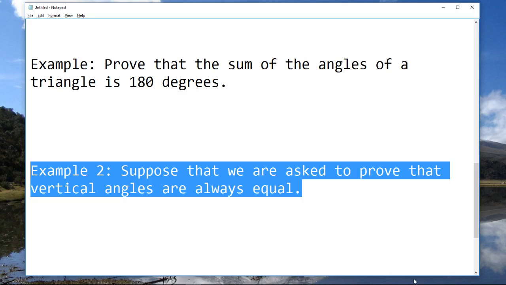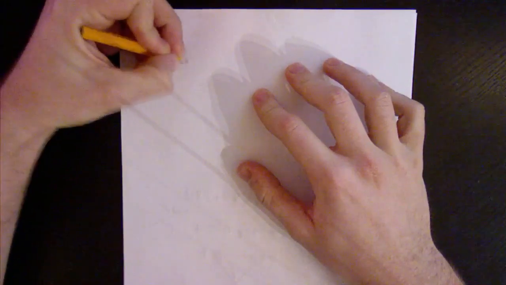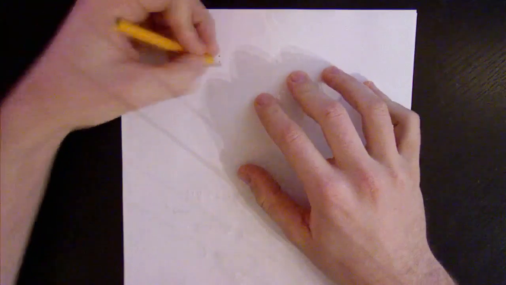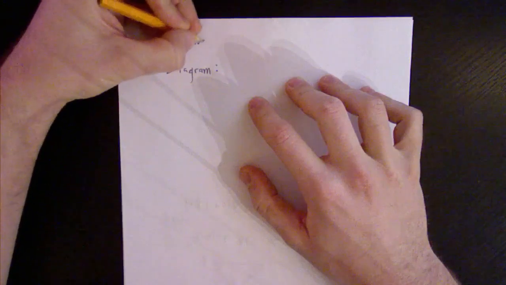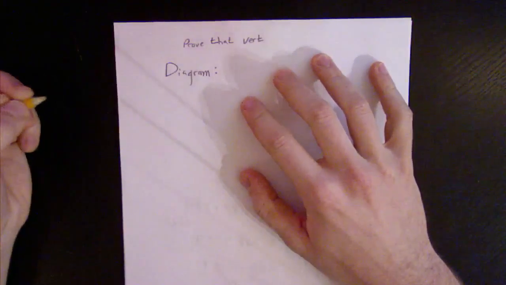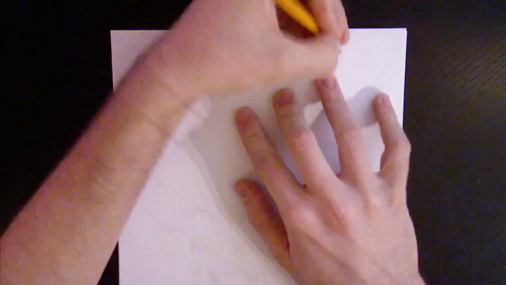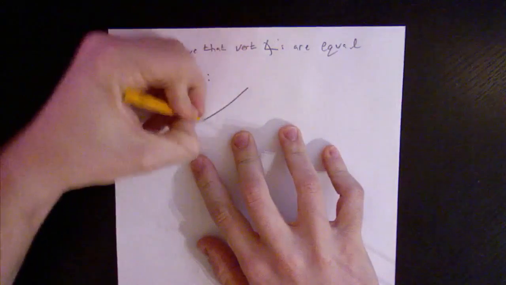All right, let's take a look at how to do that one together. So suppose that we're asked to prove that vertical angles are always equal. First, I need to draw my diagram out. Diagram. Well, vertical angles, let me just write the statement out again. Prove that vertical angles are equal. So my diagram is going to be a set of vertical angles.